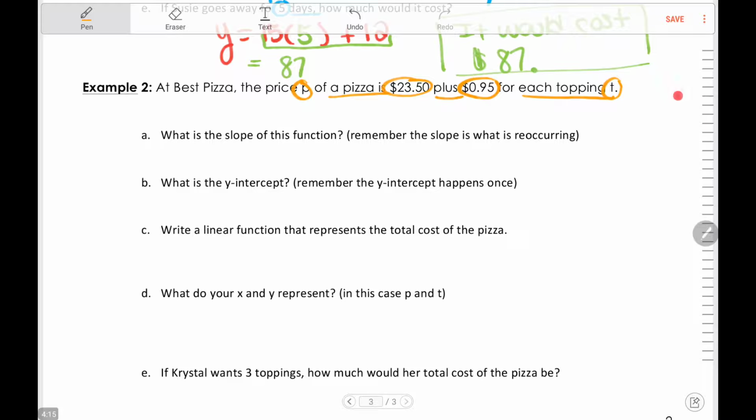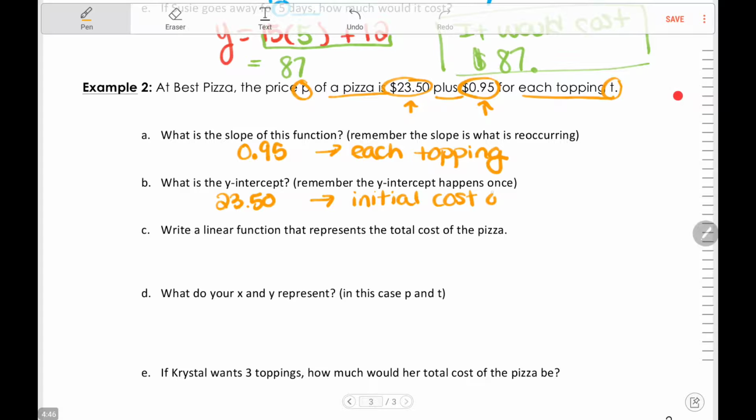Okay, what is the slope of this function? So which one is reoccurring? The price of the pizza or the 95 cents for each topping? Okay, the correct answer there is 95 cents because it's for each topping. So if I get 1 topping, 2 toppings, that's what's reoccurring. What is the y-intercept? That is the $23.50. That's the initial cost of the pizza before any toppings. So if you get a plain pizza, that's what it is.